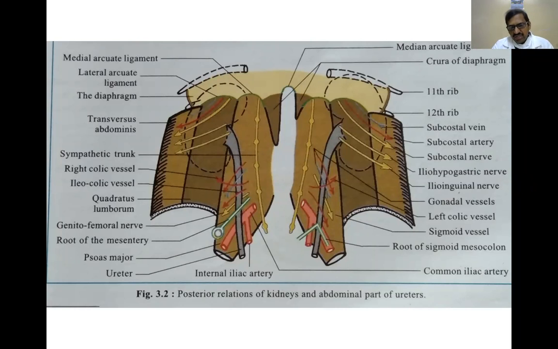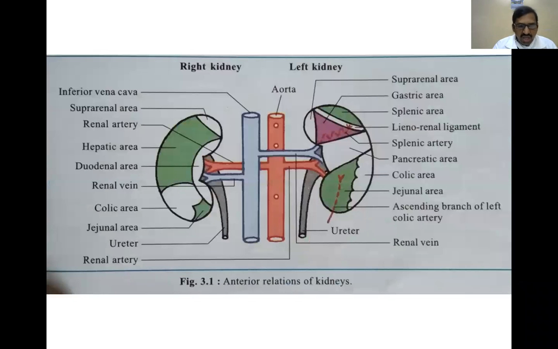On the medial border, there is a specialized area that is nothing but the hilum. If you take the coronal section of the kidney, the kidney is divided into two parts: the renal substance, and the renal sinus. The renal sinus is a cavity, an empty area. It is filled with fat, blood vessels, ureter, nerves, lymphatics and some lymph nodes. That is the renal sinus.